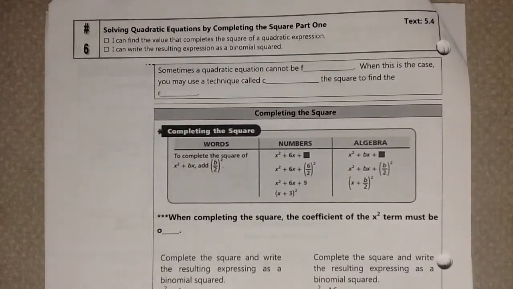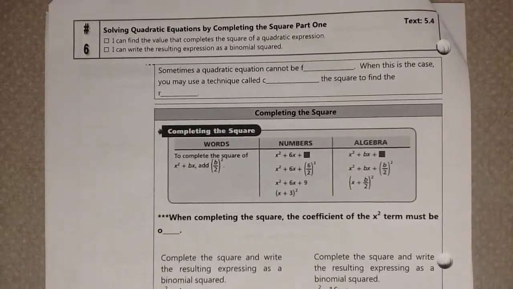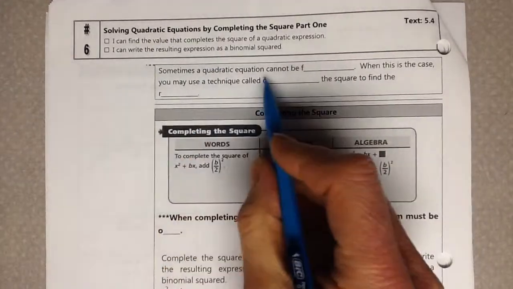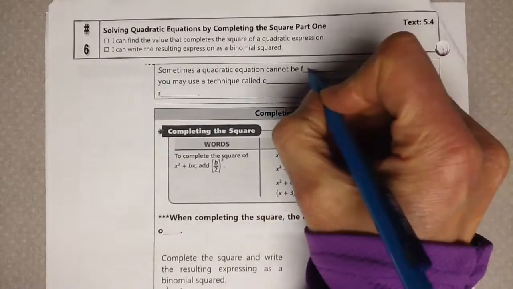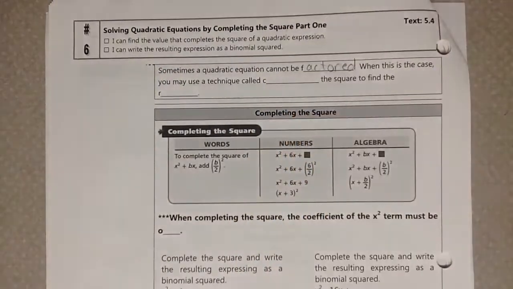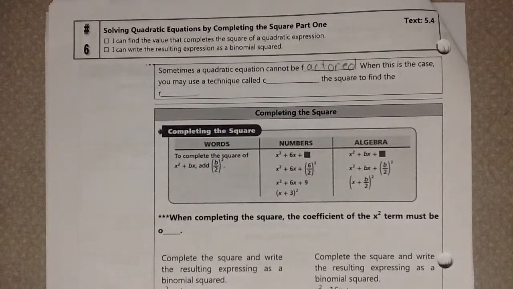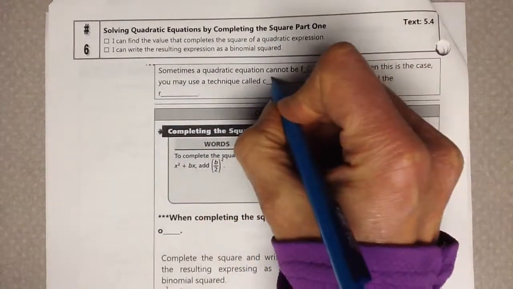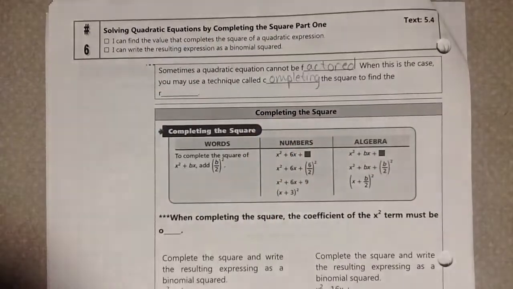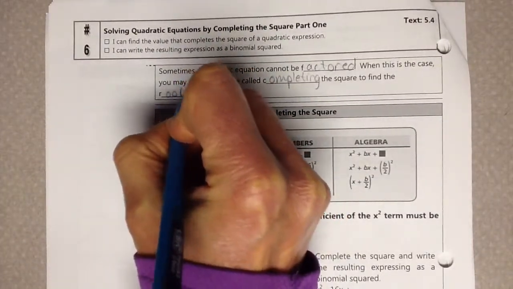The last couple days you've been working on finding roots of equations or zeros of functions by factoring. And sometimes a quadratic equation cannot be factored. When that is the case, you may use a technique called completing the square to find the root.